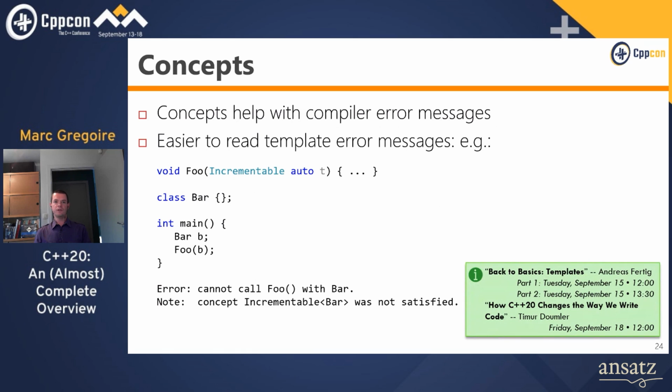And one big benefit of using concepts is that they help the compiler with producing better error messages. Let's look at an example. I have here an abbreviated function template that requires T to be incrementable. And next I define a class Bar that doesn't define anything, so obviously this one does not satisfy the incrementable concept. And then in my main, I'm just constructing a Bar and then calling my foo with an instance of my Bar. Instead of any cryptic template error messages, what I get is a very clean error message from the compiler. It simply states that I cannot call foo with a Bar because Bar is not incrementable.